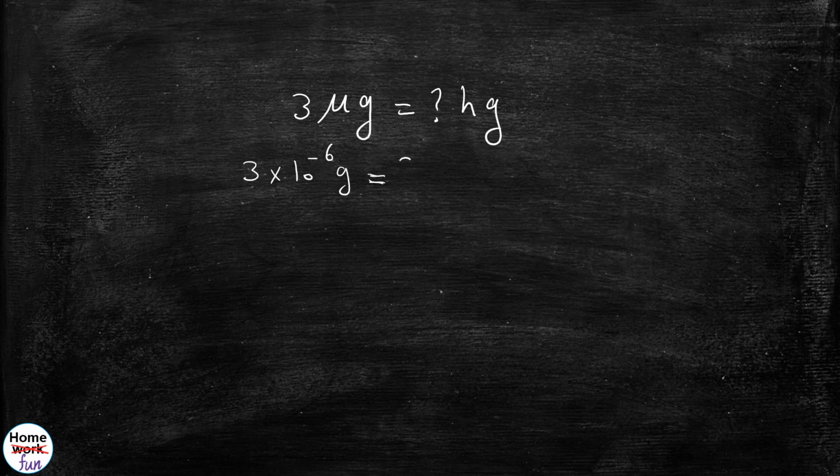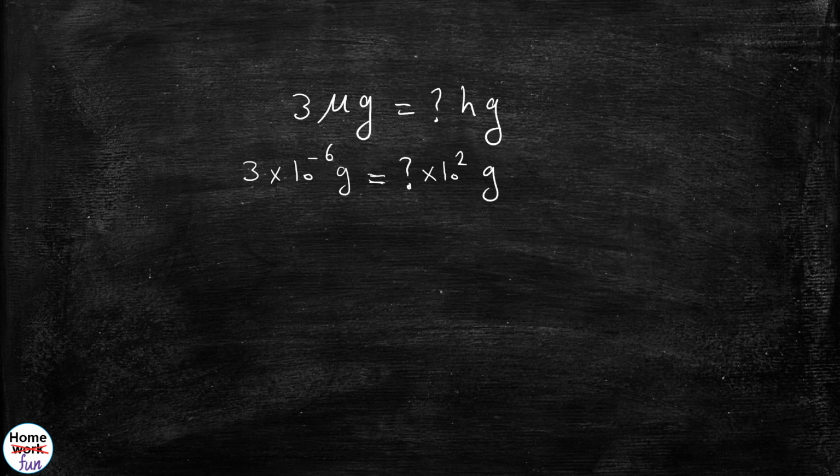Let's see another one. 3 micrograms is equivalent to how many hectograms? All right, same thing. Step 1, decodifying the prefixes. Micro, that's 10 to the power of what? Micro, that's microscope. That's negative 6. 3 times 10 to the negative 6 grams equals how many hectograms? What was hecto? That's 10 to the power of 2 grams.